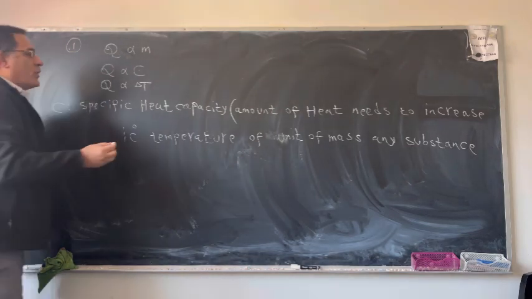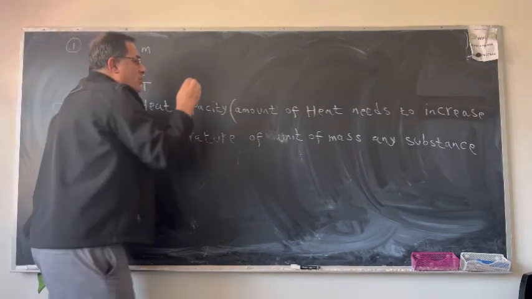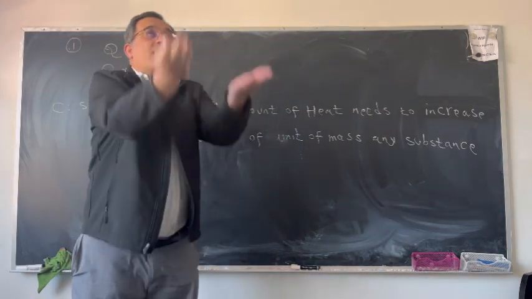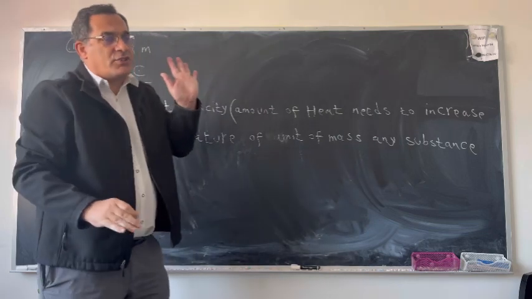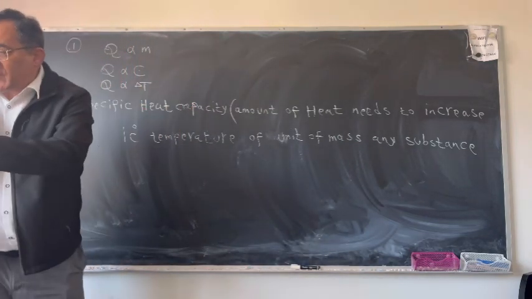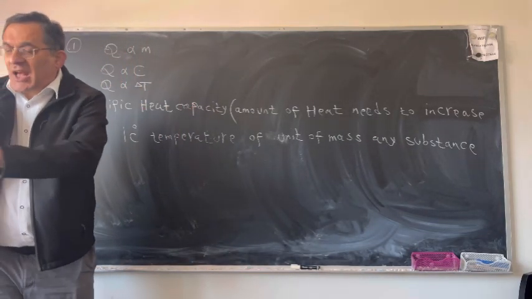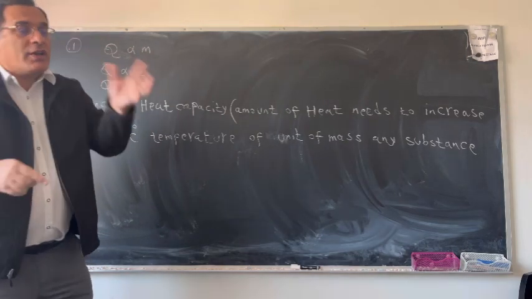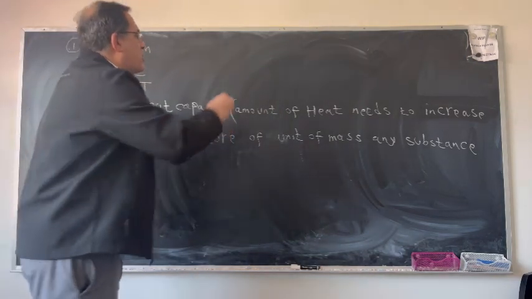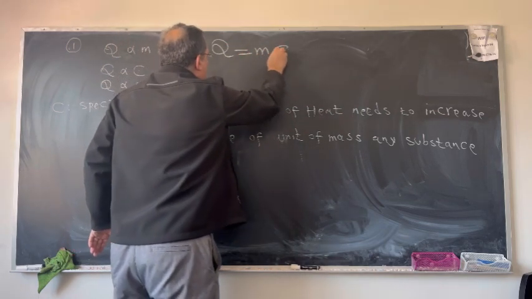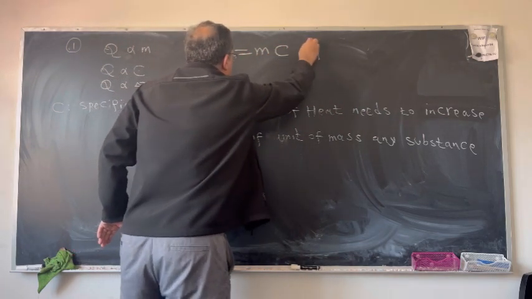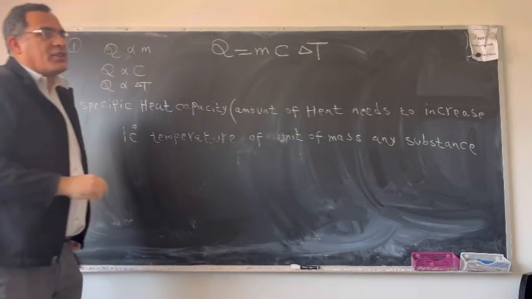So, the first formula for heat applies when we only increase or decrease the temperature. The state of the material doesn't change. A state is solid, liquid, or gas, and it doesn't change. Only the temperature increases. Q equals m c delta T.